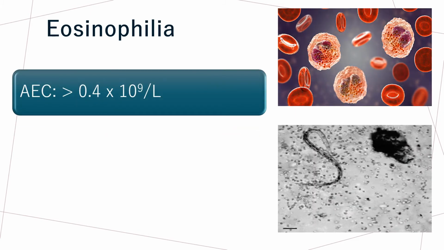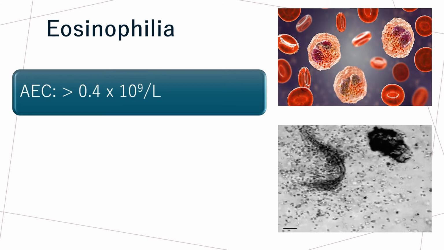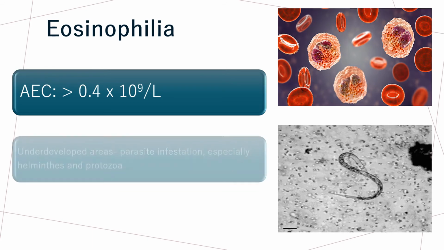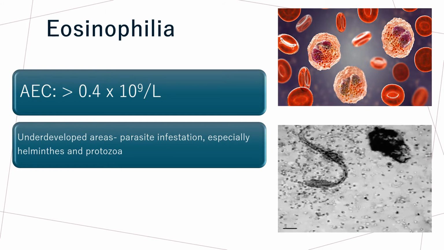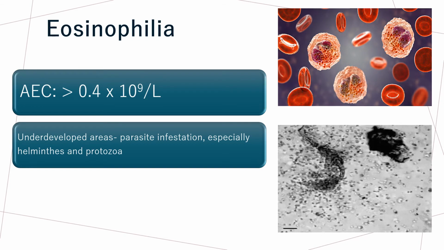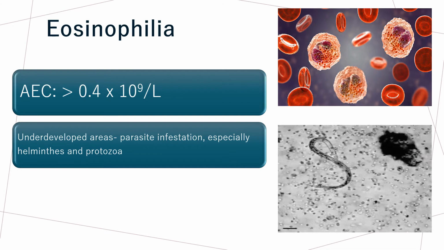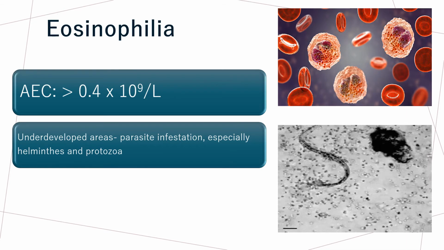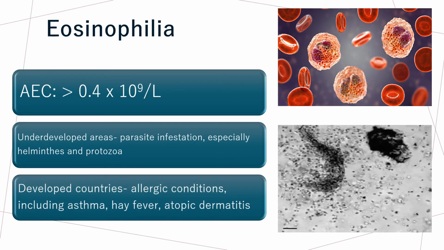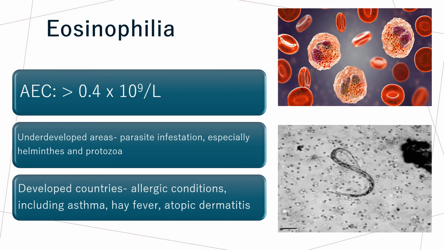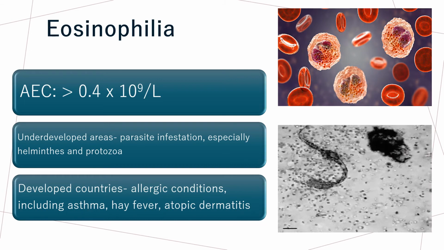Eosinophilia is defined as an absolute eosinophil count of above 0.4 × 10^9 per liter. The most common causes of eosinophilia can be divided into two categories, and these depend on the geography. In underdeveloped areas, parasitic infection or infestation, especially helminths and protozoa, causes eosinophil counts to increase. While in developed countries, eosinophilia is most often associated with allergic conditions like asthma, hay fever, and atopic dermatitis.